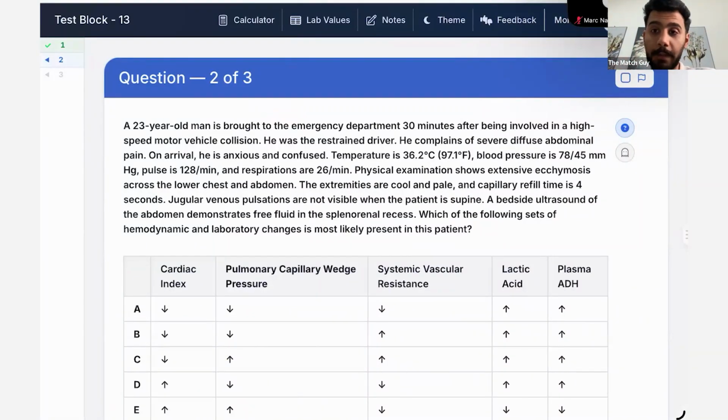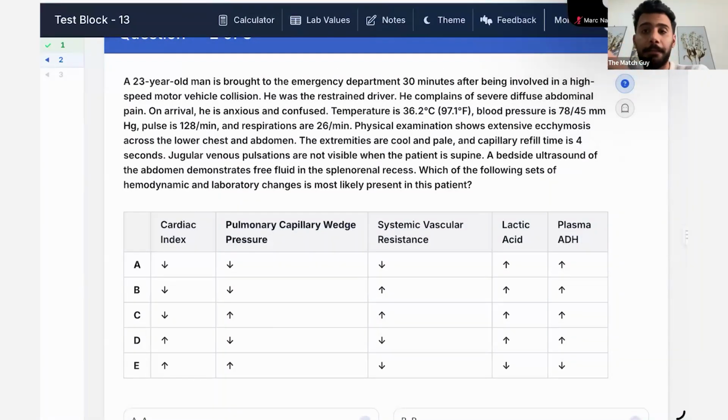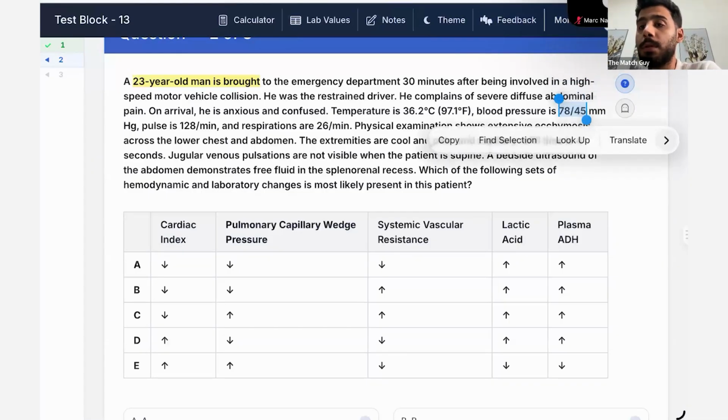Okay, this looks like one of those car accident cases that are kind of scary sometimes. So let's see, a 23-year-old man is brought to the emergency department 30 minutes after being involved in a high-speed motor vehicle collision. So this is another case of trauma. He was the restrained driver. He complains of severe diffuse abdominal pain. He's anxious. He's confused. Blood pressure is low. Temperature is normal. He is tachycardic and tachypneic. This is because of sympathetic nervous system activation.